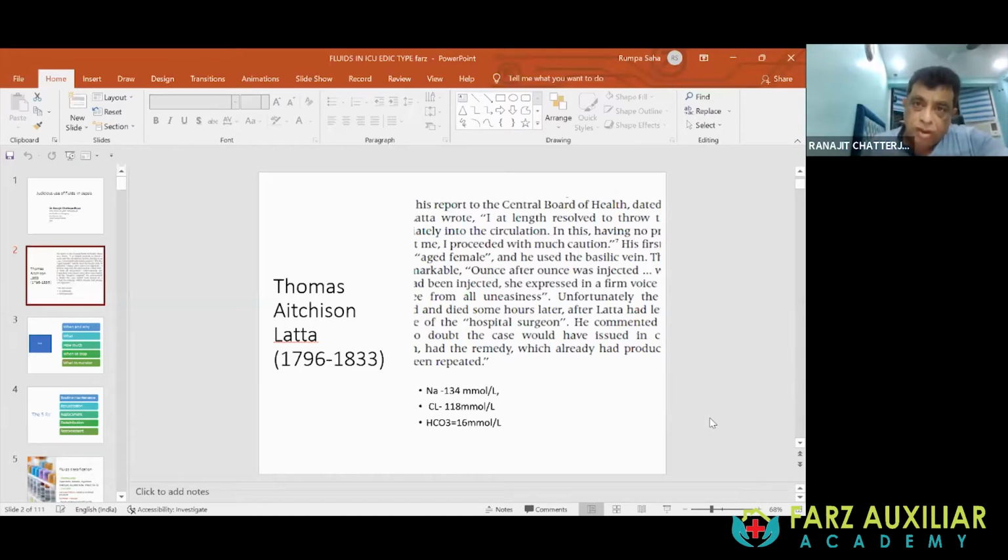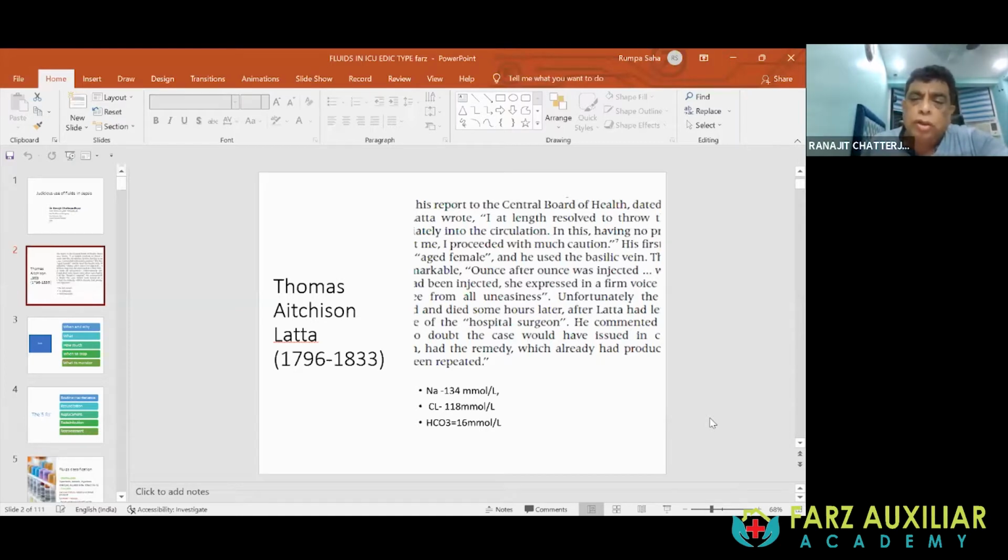So the questions that always come with fluids are: when and why we give fluid, what fluid, how much fluid, when to stop, and what to monitor. These are the basic questions. And we give fluids for routine maintenance, resuscitation, replacement, redistribution, and reassessment. These are the 5 R's on which fluids are given. We'll discuss the resuscitation and replacement part today.